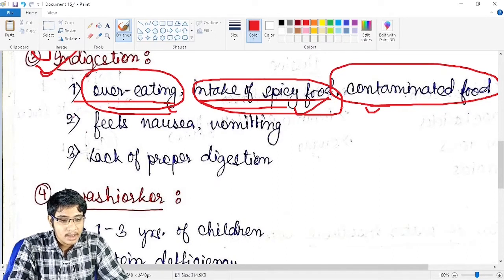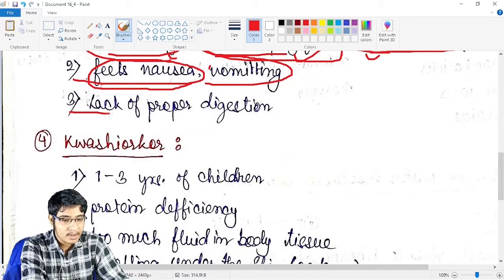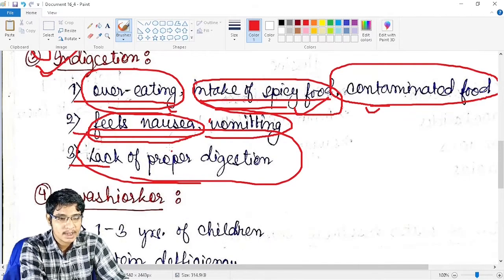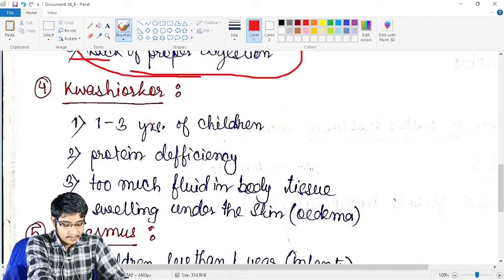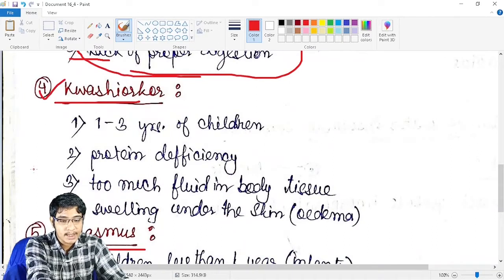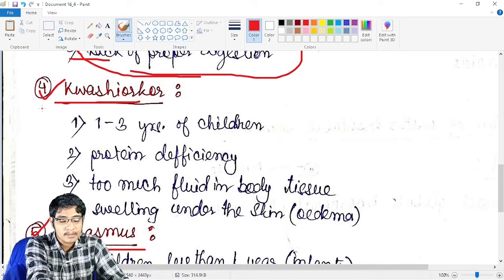Indigestion. What are the symptoms of indigestion? The patient feels nausea and vomiting. Okay. Next, what is the cause of indigestion? Lack of proper digestion. Same as previous, lack of proper digestion causes indigestion, which is known as acidity. Next, in our NCERT book we have two extra diseases, kwashiorkor and marasmus. These two diseases are extra in our NCERT book, and these are related to digestion as well as malnutrition, and for that reason these two diseases may occur.